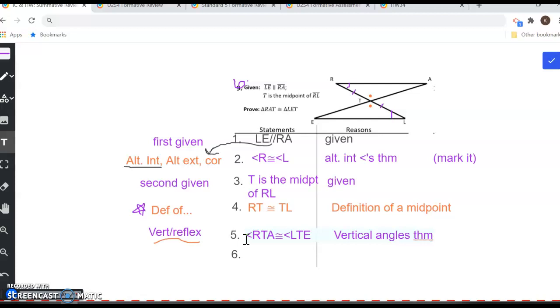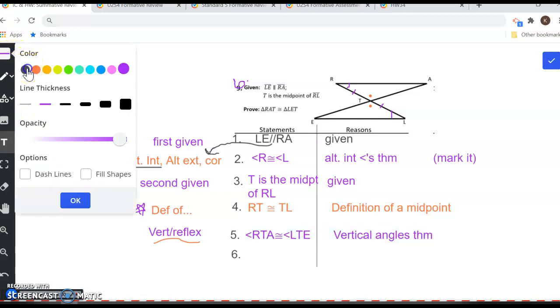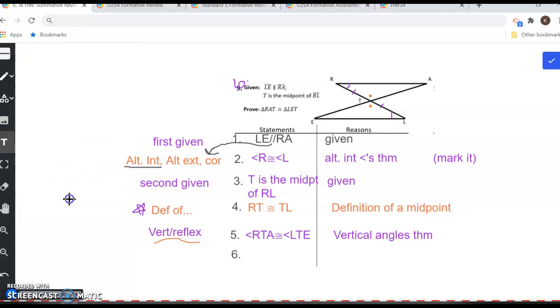Vertical angle theorem. Okay, now that I have all the markings on my picture, I'm going to look at those markings to determine why the triangles are congruent. Okay, so this step 6 here, we're going to look at the markings.